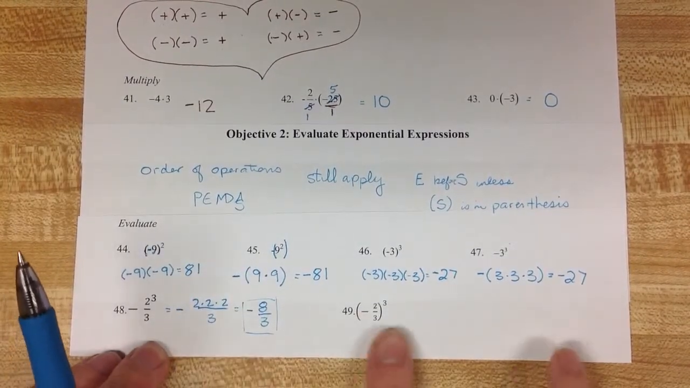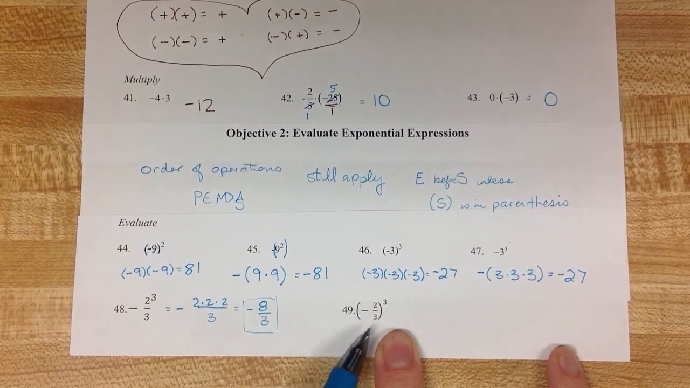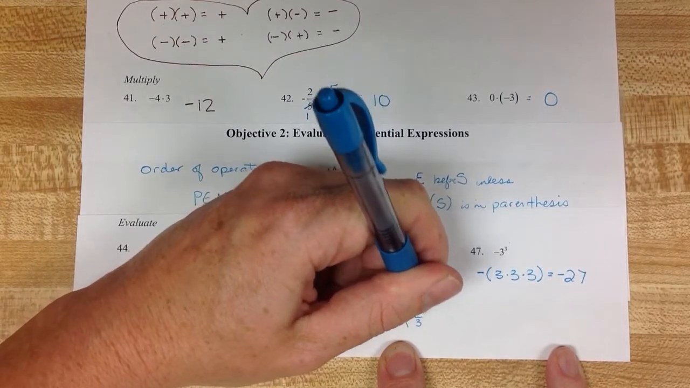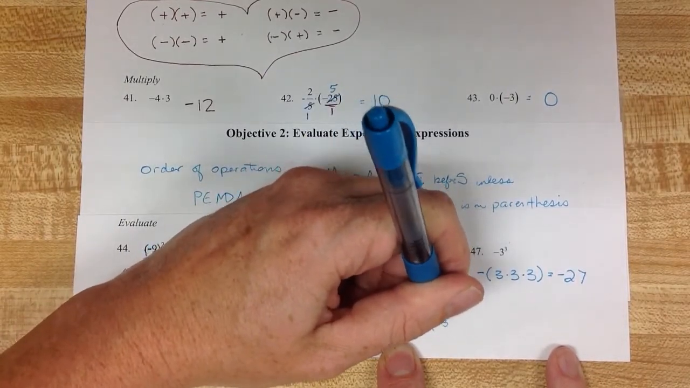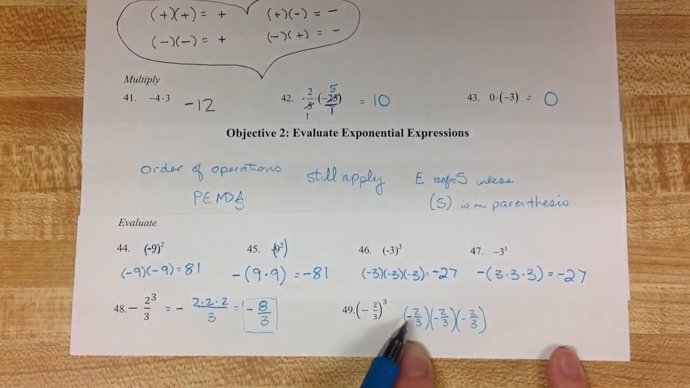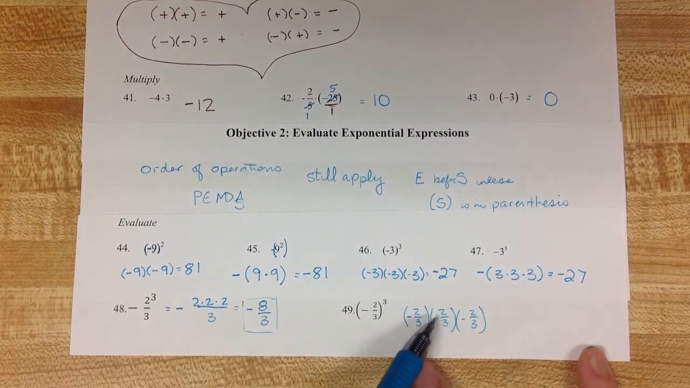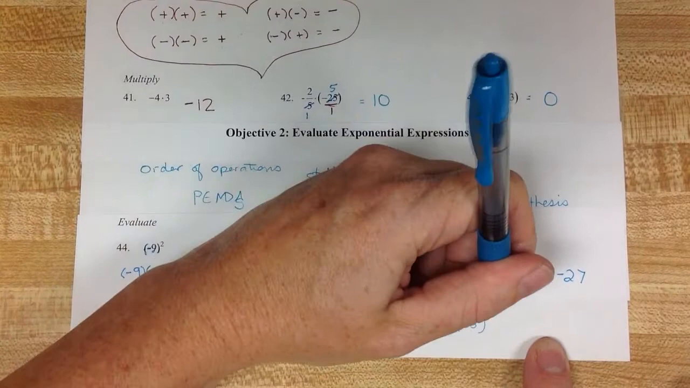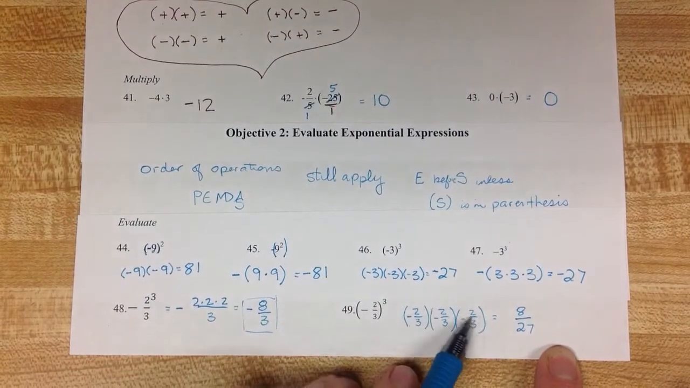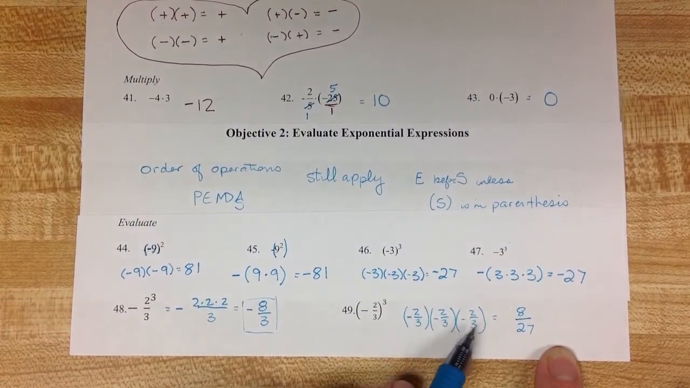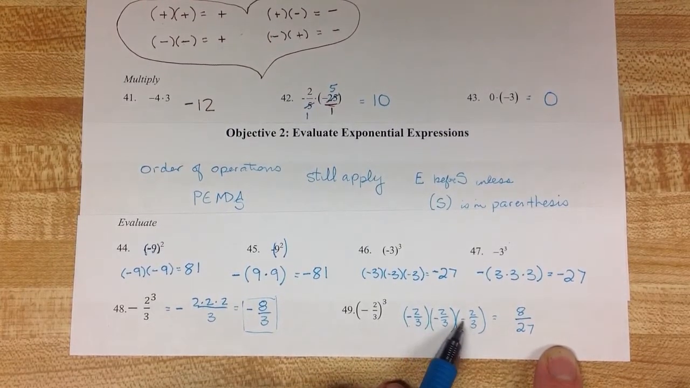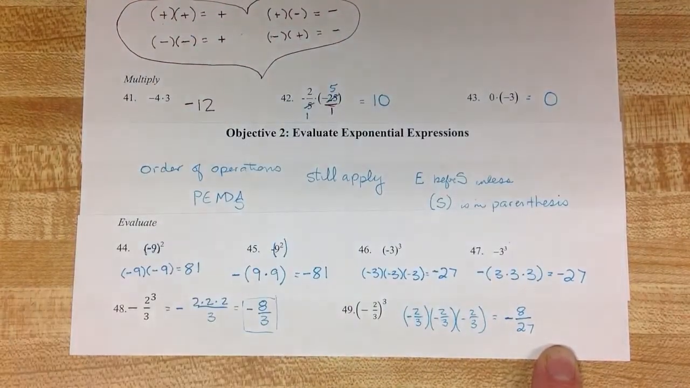This problem here, the negative 2/3 in parentheses and then the cube, means that the whole fraction with its sign is getting multiplied by itself 3 times. So it's a negative 2/3 times another negative 2/3 times another negative 2/3. 2 times 2 times 2 is 8, 3 times 3 is 9, times another 3 is 27, and a negative times a negative is a positive, times a final negative makes our final answer negative.